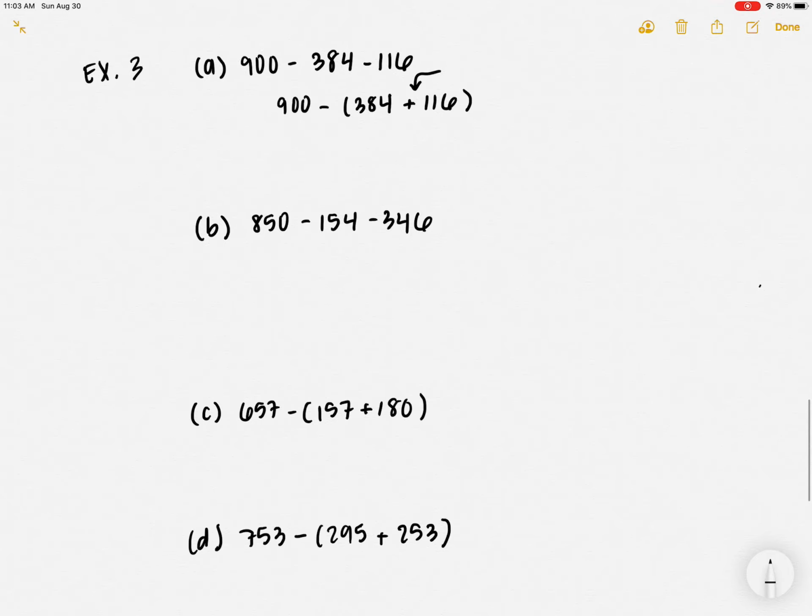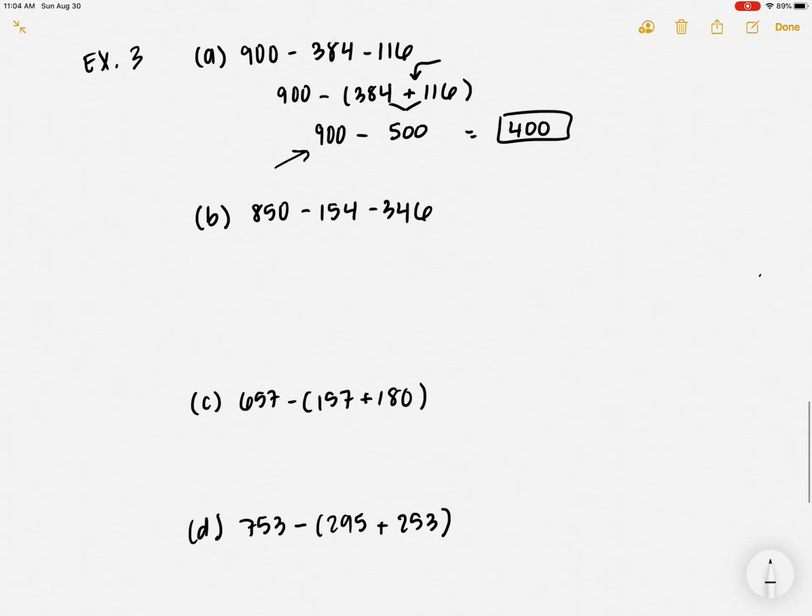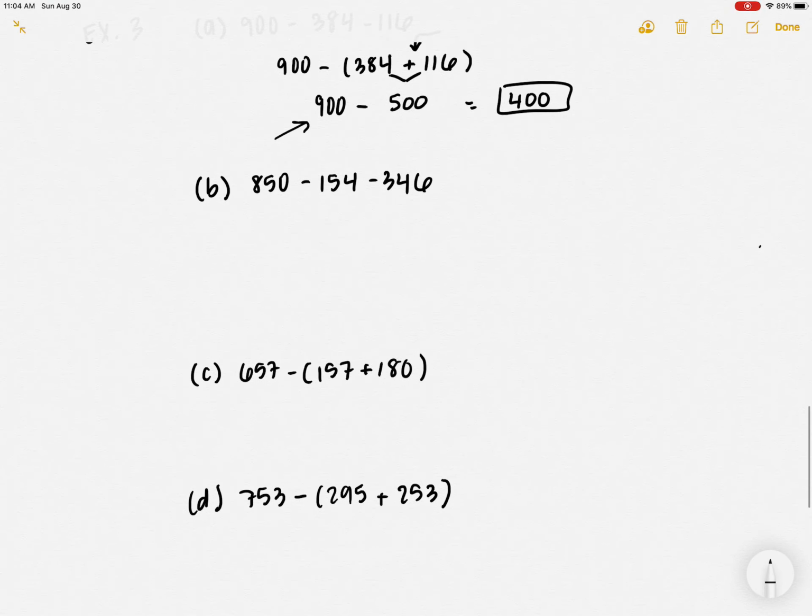And notice how I changed the sign to addition. And that's just because putting parentheses means the negative sign outside of it will distribute itself to both the 384 and 116. So 900 minus 500, since 384 plus 116 adds up to 500, you get 400, and subtracting the numbers this way is a lot easier than doing so individually, as the original equation states.